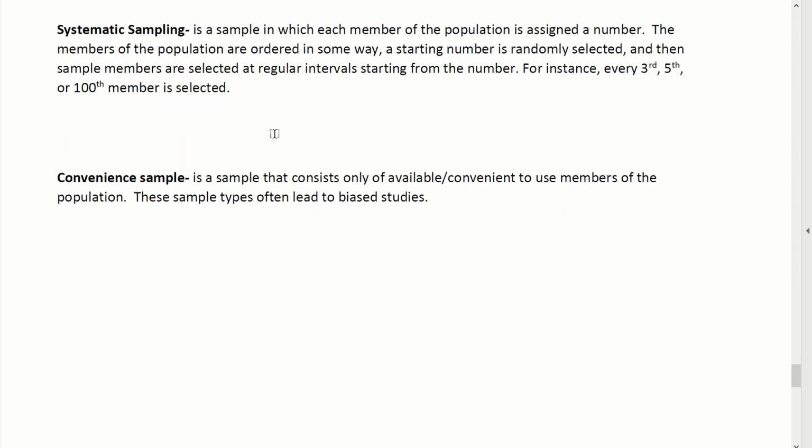The next type is systematic sampling. This is a sample in which each member of the population is assigned a number. The members of the population are ordered in some way, starting with a number that is randomly selected, and then sample members are selected at regular intervals from that number. For example, choosing every third person, every fifth person, every 100th person, etc. Or even if you have a formula that generated your sample numbers, this is a systematic sampling style.